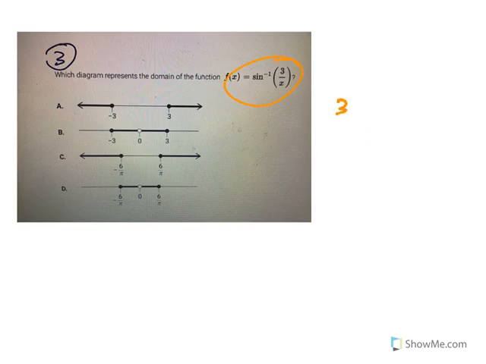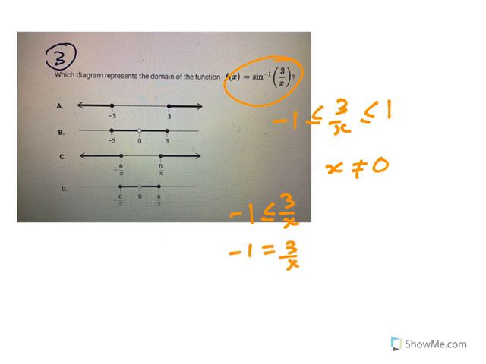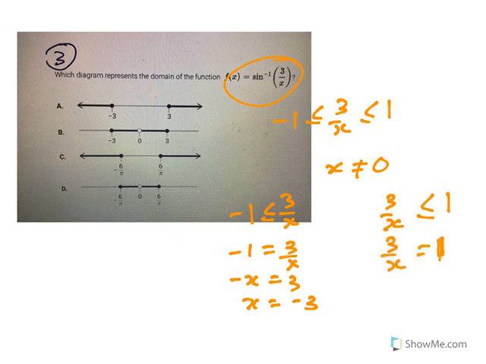Okay, so for this one here, you can see that 3 on x is restricted between 1 and minus 1. X cannot equal 0 because that's on the denominator. So 3 on x is greater than or equal to minus 1. So if you make that equal, 3 on x equals minus 1, you get minus x is 3, or x is minus 3. That's one critical point. And 3 on x is less than or equal to 1. So 3 on x equals 1, so that means 3 equals x. So that's another critical point. So go 3, minus 3, 0. They're coloured in. That's open.